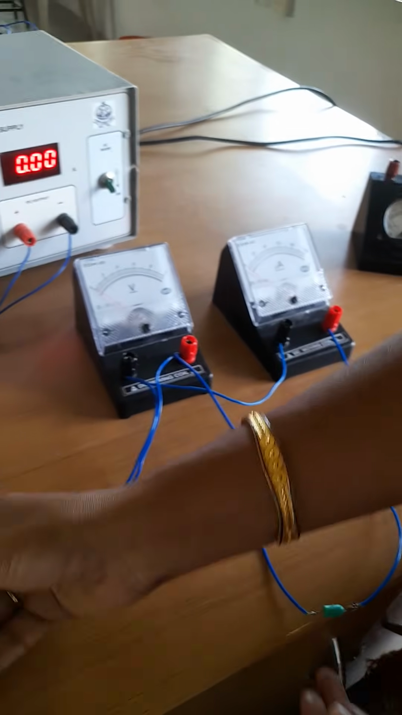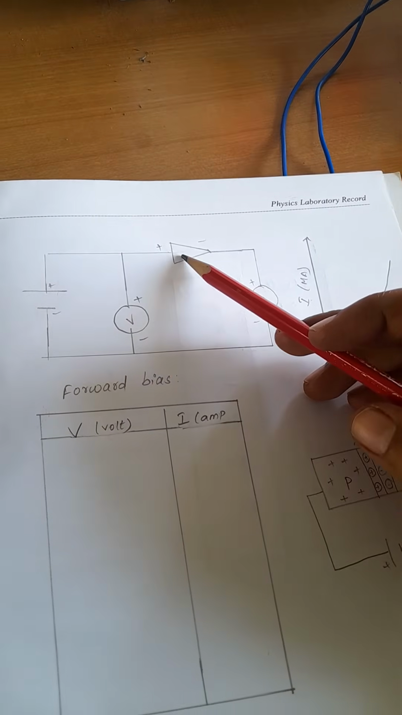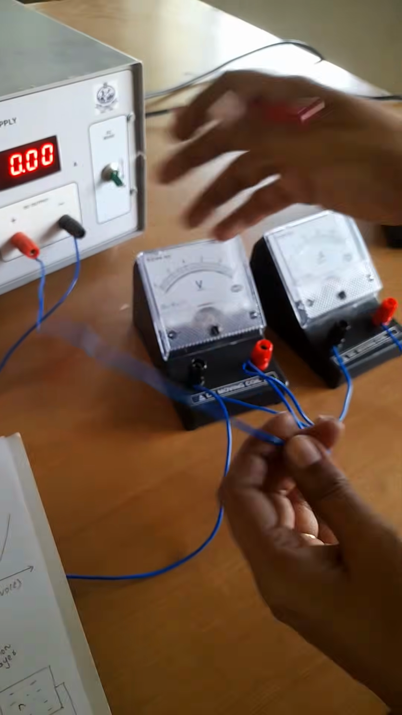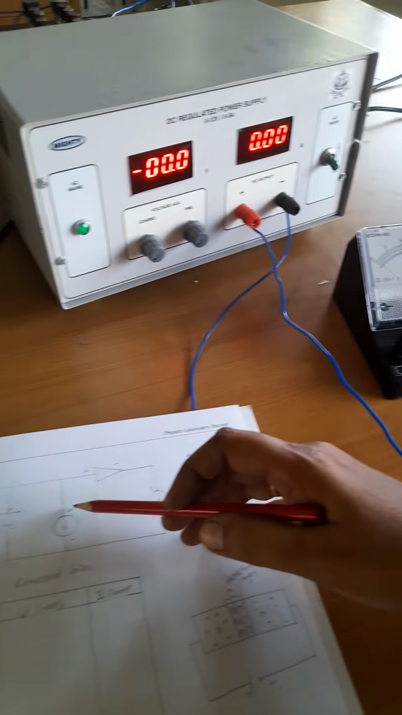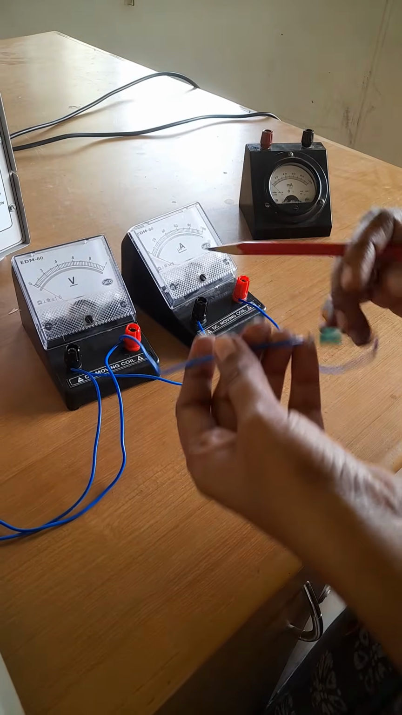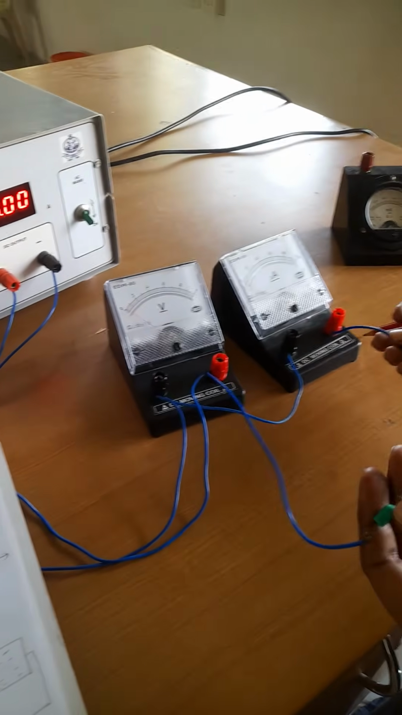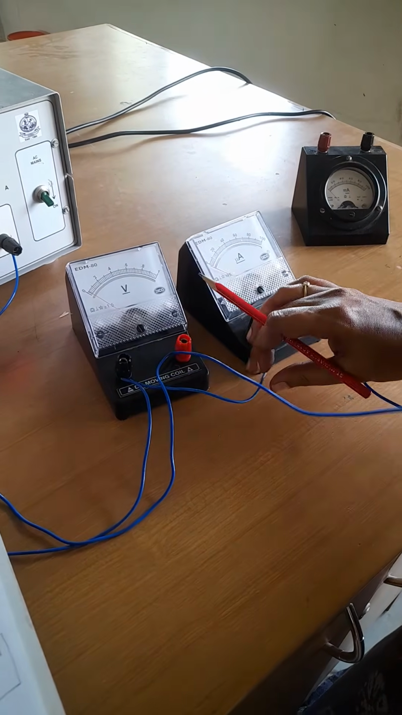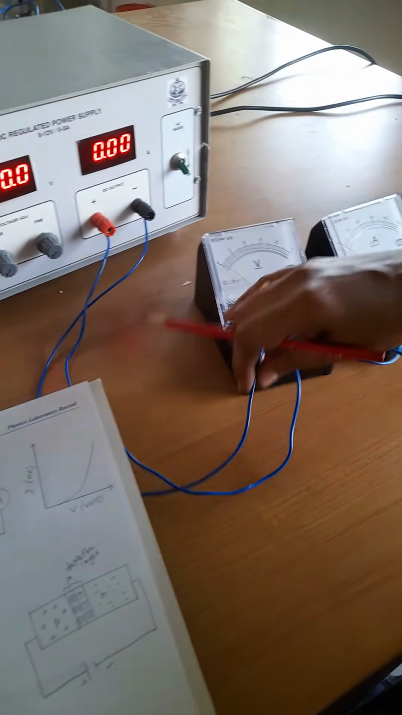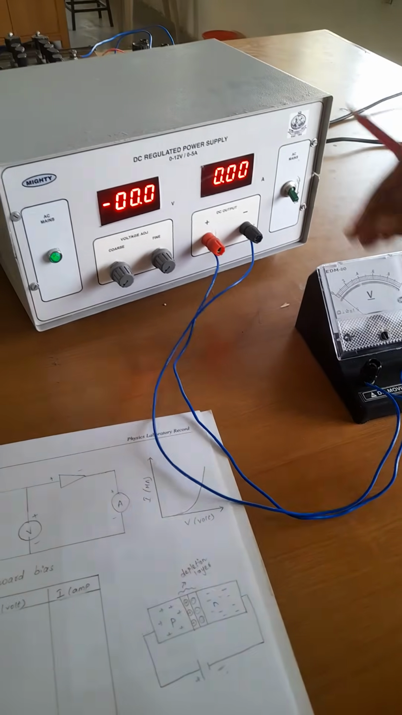So when you see the circuit, here the positive terminal of the battery is connected to the diode positive. The positive terminal of the battery is connected to the voltmeter positive and also the diode positive. The diode negative is connected to the ammeter positive. So the ammeter negative and voltmeter negative are connected to the battery negative.